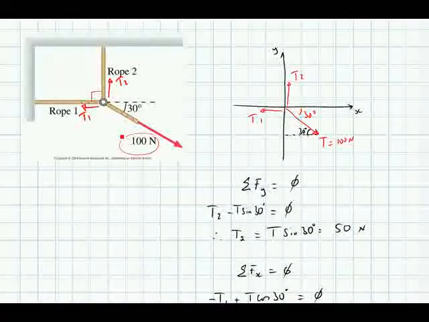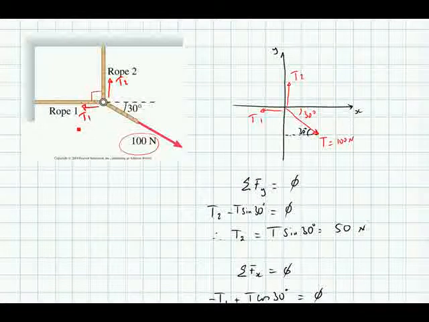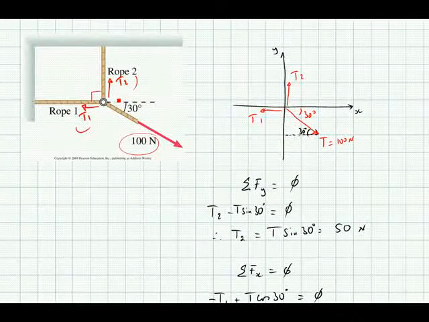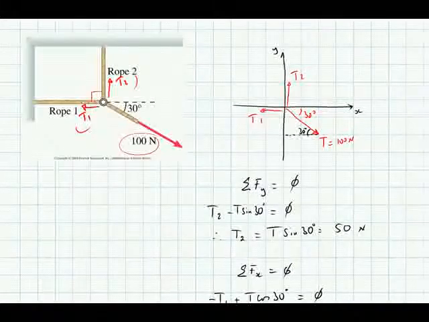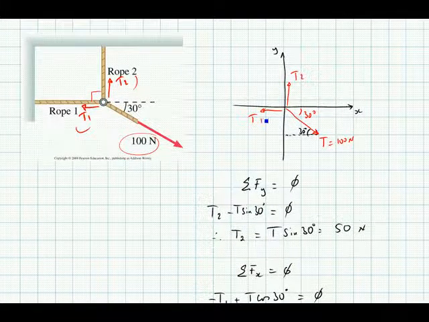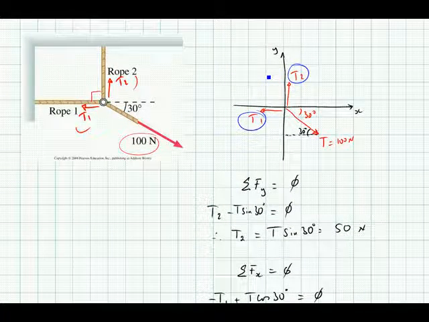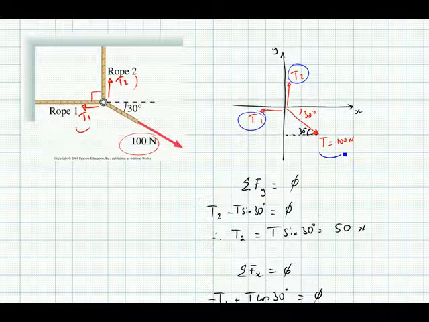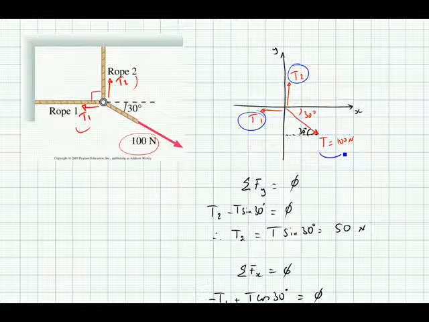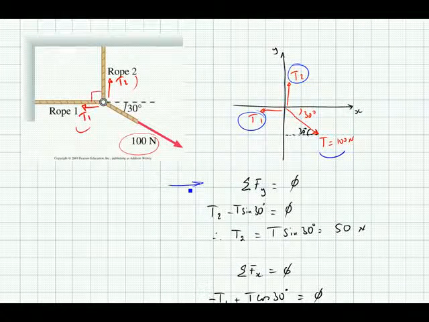Well, identifying the forces is simple in this case. We have T1 and T2 as shown here in the diagram. Now we go ahead and do our free body diagram. In the free body diagram, I've marked T1, T2, and of course T, the value for which we know. Now apply Newton's second law along the y-axis and along the x-axis.